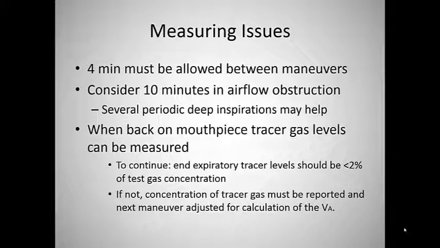Now, on normal people, you need to allow 4 minutes between maneuvers. People with COPD may have to allow up to 10 minutes between maneuvers. Okay? You can speed up the process a little bit by taking several periodic deep breaths.